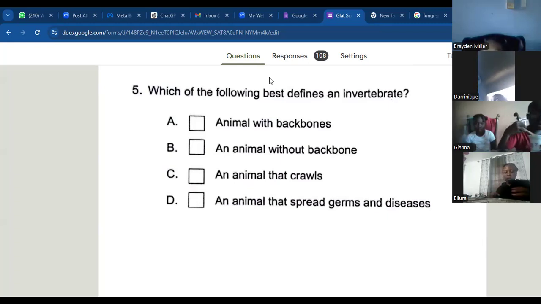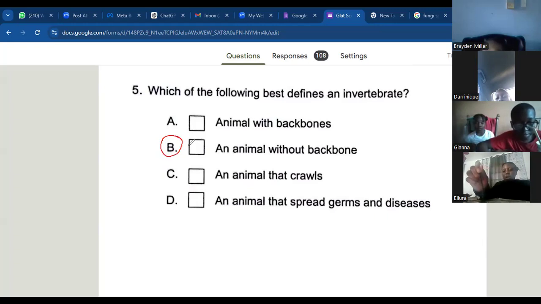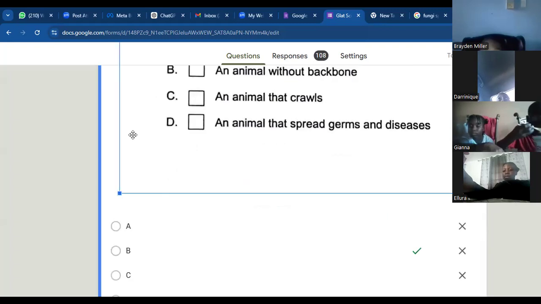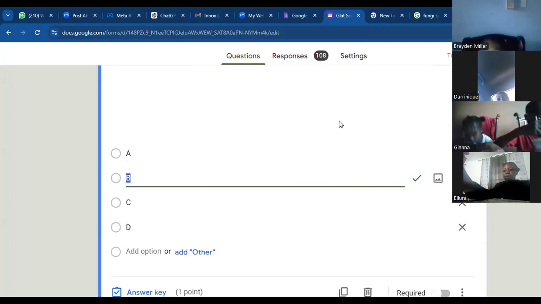Your answer is wrong. Which of the following best describes an invertebrate? What is an invertebrate? The correct answer is an animal without a backbone. Anyone got that right? I did. Very good. So animals without a backbone are invertebrates. Let me see what we have for that. This was B. Okay, good.